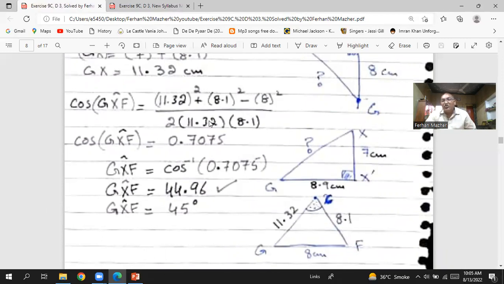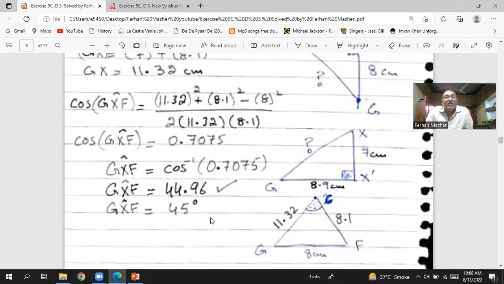So that is how you use the law of cosine. So just enter these values in your calculator and remember how you enter these values. In your calculator you will write 11.32 square plus 8.1 square minus 8 square equals to, divide 2, divide 11.32, divide 8.1 equals to. So you will get 0.7075.